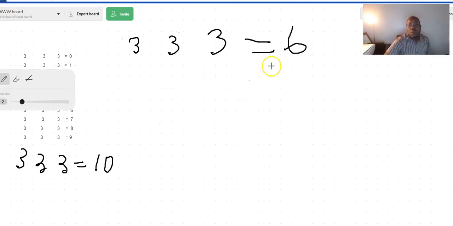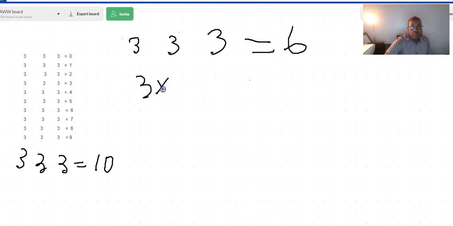Now 6 is easy. The way to do it, I just do 3 times 3, which gives you 9, and then minus 3, you got 6. That was easy. Okay, now let's go for 7.